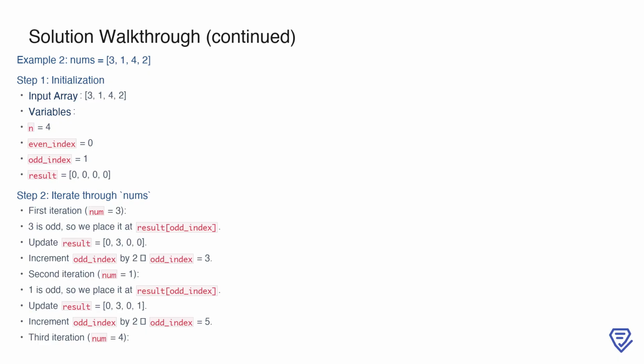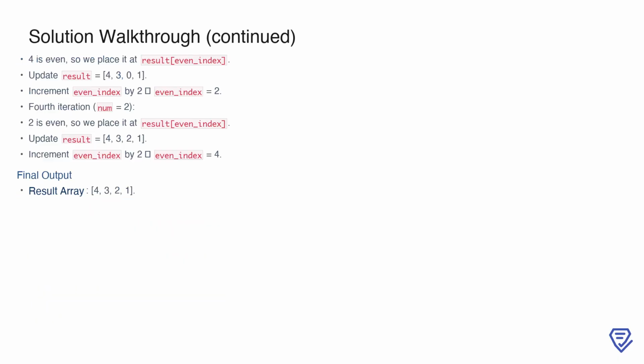The next number is 1. This is also odd, so we place it at result[odd_index], which is position 3. The result array is updated to 0, 3, 0, 1, and odd_index is incremented by 2 again, making it 5. Next, we process the third number in the array, which is 4. This number is even because 4 % 2 equals 0. We place 4 at result[even_index], which is position 0, updating the result array to 4, 3, 0, 1. Then, we increment even_index by 2, so it becomes 2.